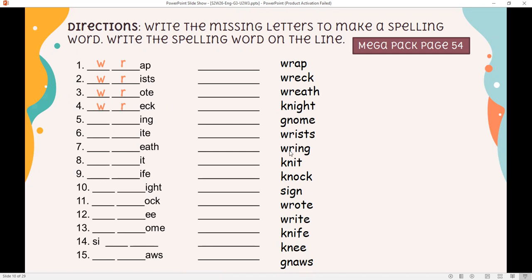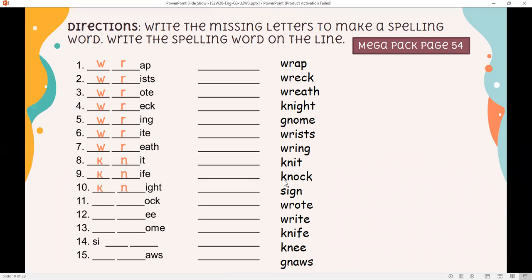I-N-G, it can be ring, ring. I-T-E, it can be right, right. E-A-T-H, it's the third word, wreath. I-N-T, it has to be knit. I-F-E, this is a knife. I-G-H-T, this has to be night.